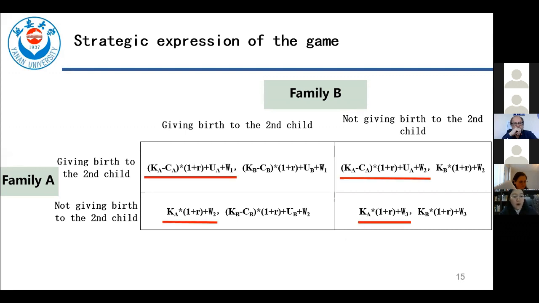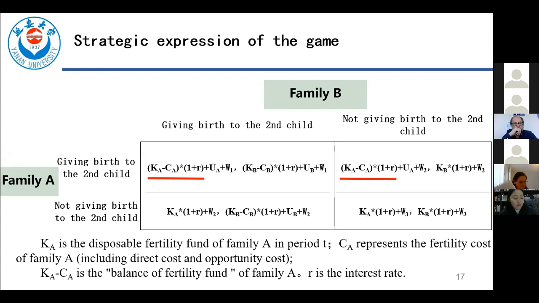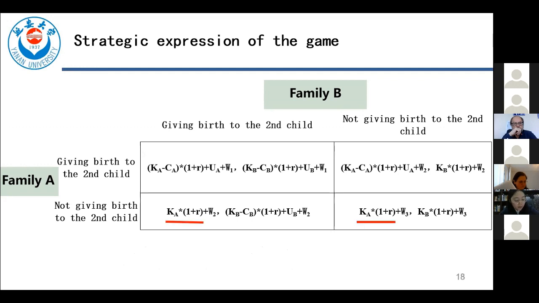And the red underlined part is the payoffs of A, and the blue part is payoffs of B. As for family A's payoffs, KA is a disposable fertility fund of family A, and CA represents the cost. So KA minus CA is the balance of the fertility fund. And if the family A cannot give birth to the second child, CA will disappear from the payoffs, and that will increase family A's consumption in the future.